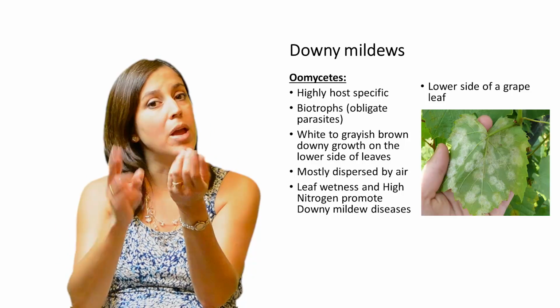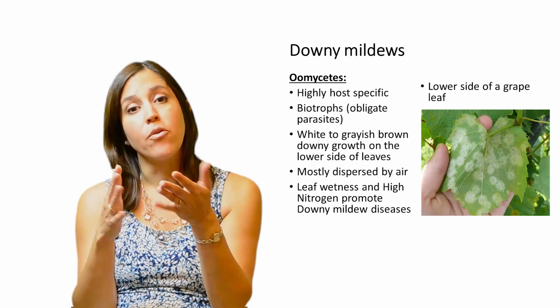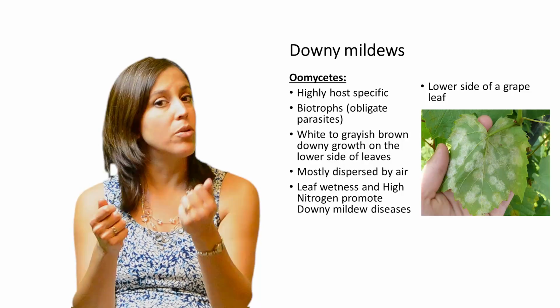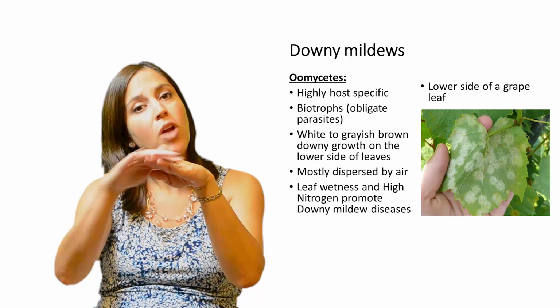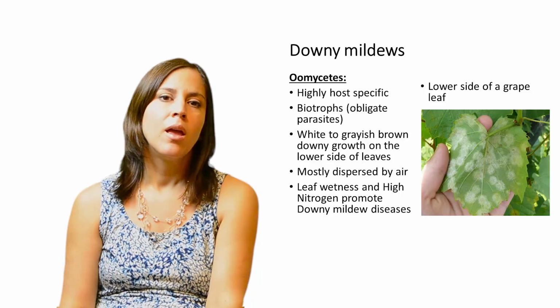So that's one of the major differences between downy and powdery mildew, because both of them are going to look kind of white. So then it's how to differentiate if it's downy mildew or powdery mildew, if they're on the top or the bottom of the leaves. So that's one of the major differences.